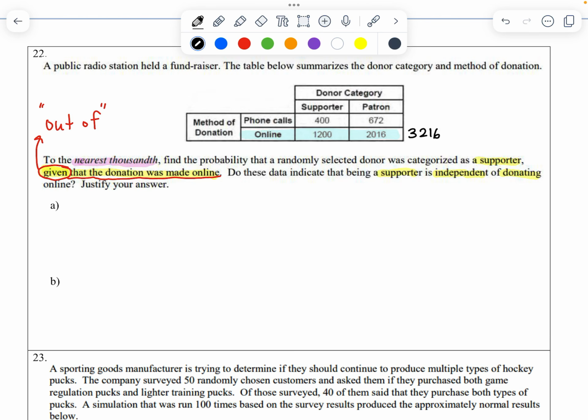All right. So what I'm saying is that out of that group, now I'm looking for how many were supporters. There it is. Okay, now in this case, that fraction is correct, but we don't want the fraction. We want it to the nearest thousandths, which is 3 decimals.